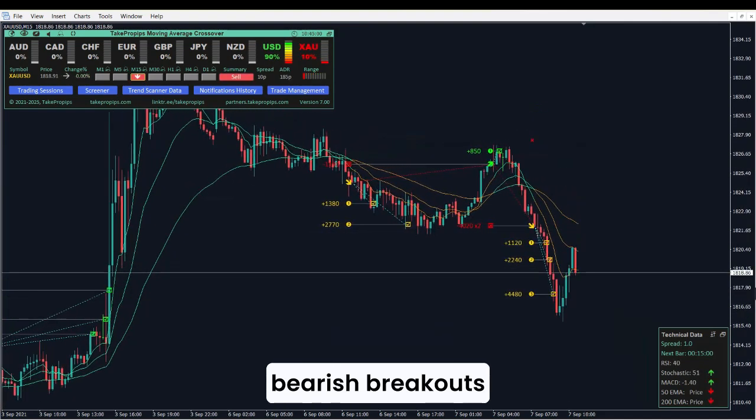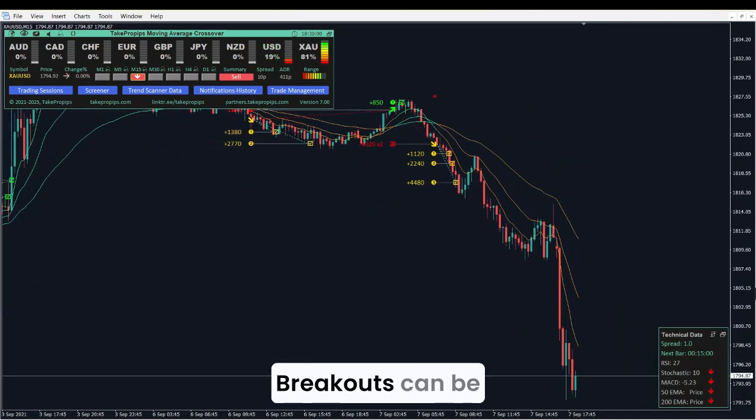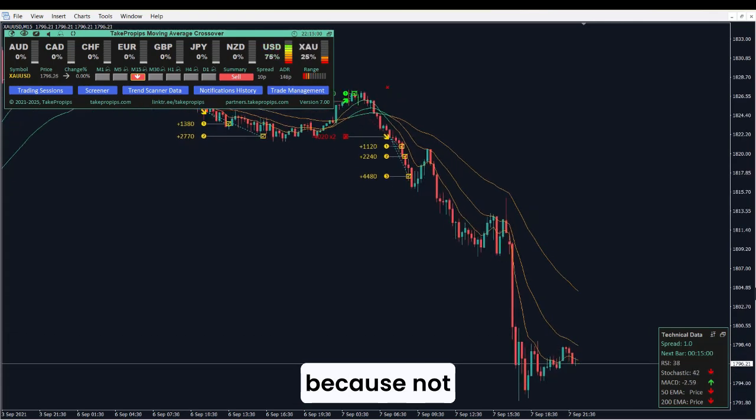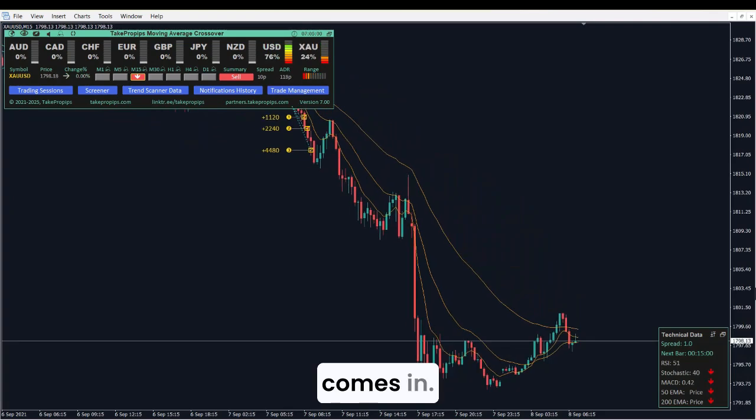Same goes for bearish breakouts below support levels like S1 or S2. Breakouts can be tricky though, because not every breakout leads to a trend. This is where proper risk management comes in.